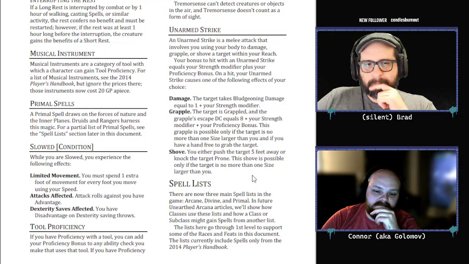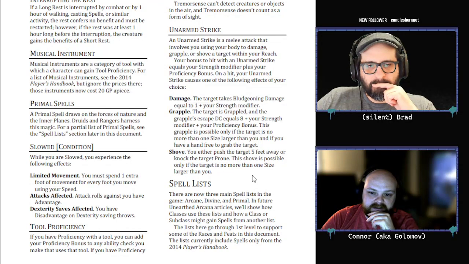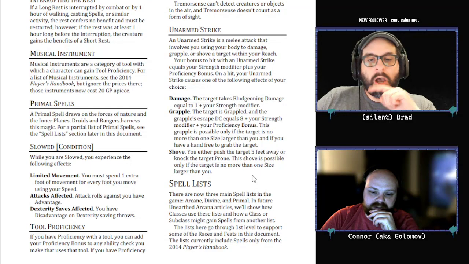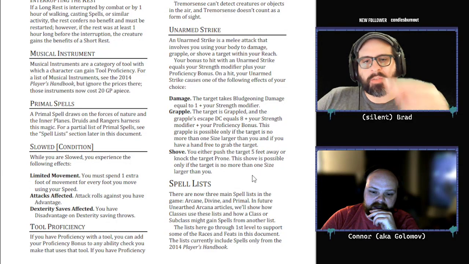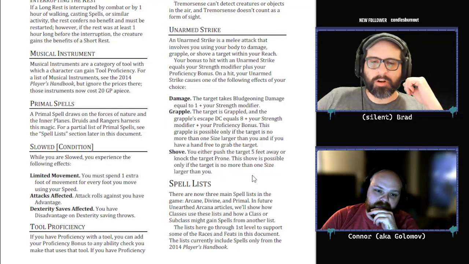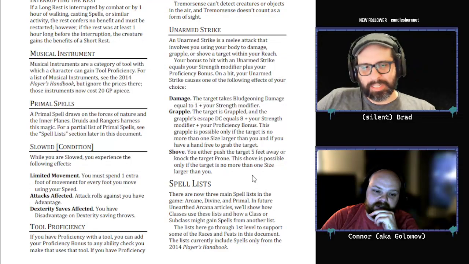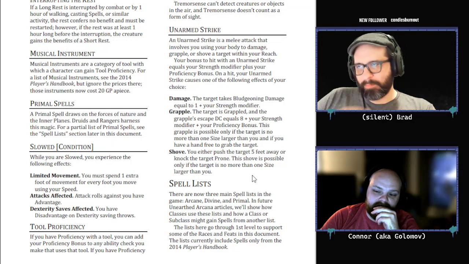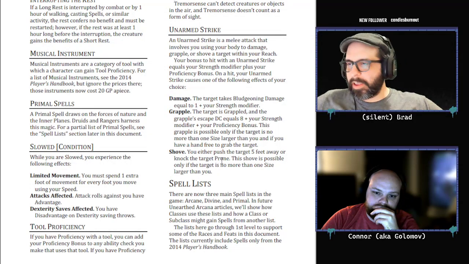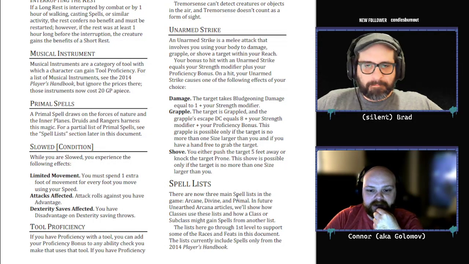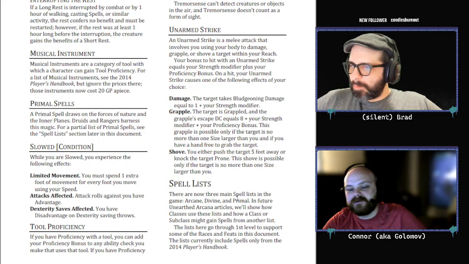No, I think this is where the difference is. An unarmed strike is a melee attack that involves using your body to damage, grapple, or shove. So you don't get damage and then the option to grapple or shove. Oh, it's one or the other. Yeah, so that's where Tavern Brawler comes in. Tavern Brawler deals damage and shoves. Exactly. But a regular unarmed strike is one or the other. That makes more sense. One of these 3 things happens.